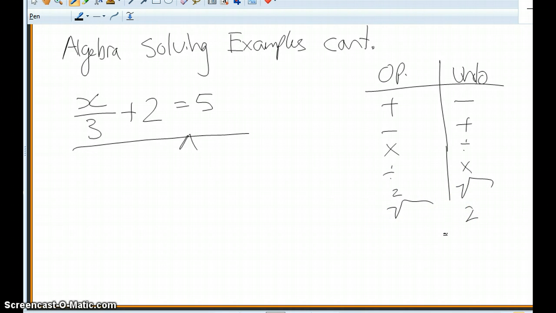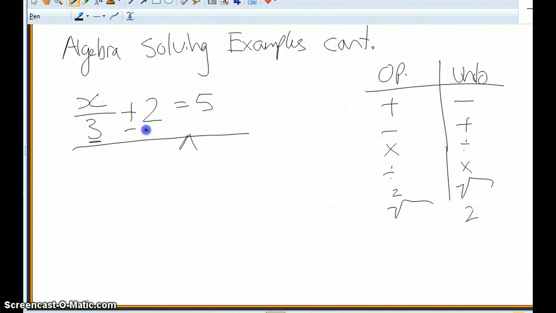Then the next step in your thinking is to think about what happened to x and the order things happened. So x was first divided by 3, right? And then 2 was added. You didn't add 2 and then divide by 3. You divided by 3 and then added 2. So the process that things were done to x, you have to undo them in the reverse order.